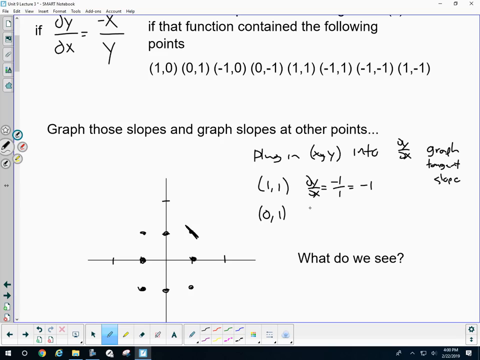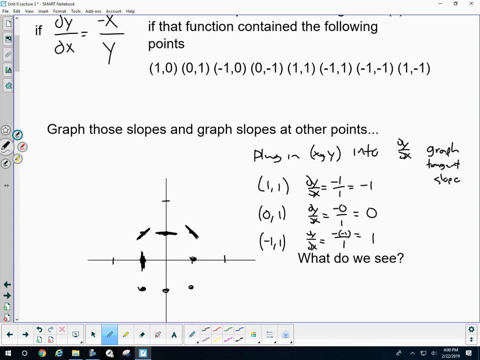Let me do another one. (0, 1). I get negative 0 over 1, that's 0. So at this point (0, 1), I'm going to plot a very small tangent slope that's 0. Let's do one more, and then the others I'll just kind of fill in. Negative 1, 1. The slope will be the opposite of negative 1 over 1, so 1. And I get this.